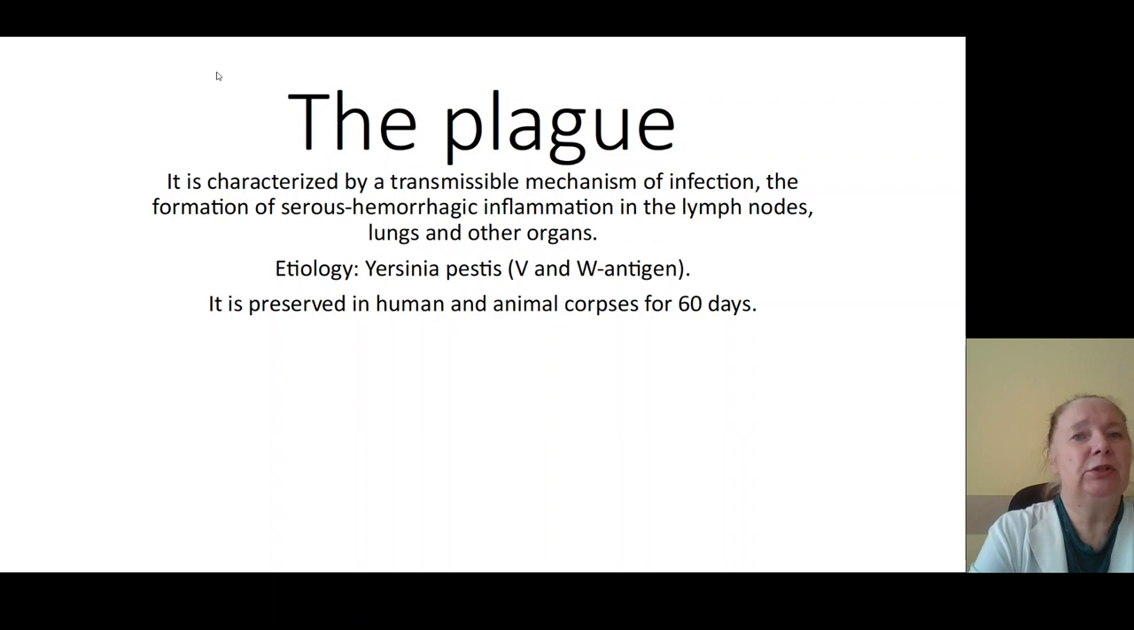Plague is characterized by a transmissive mechanism, formation of serous hemorrhagic inflammation in lymphatic nodes, and destruction of the lung and other organs. The etiology of plague is Yersinia pestis, which contains V and W antigens.